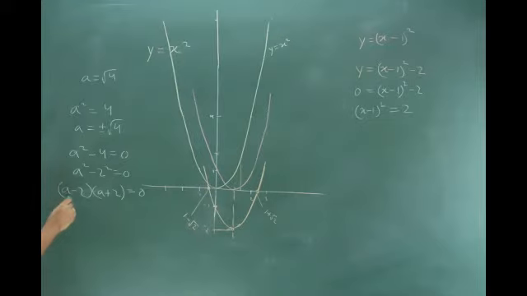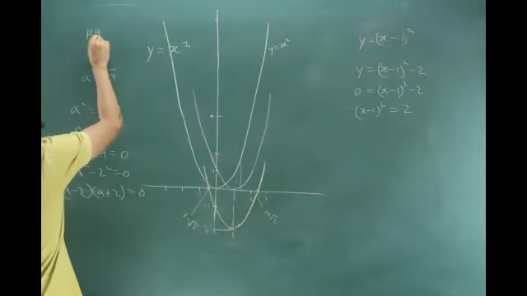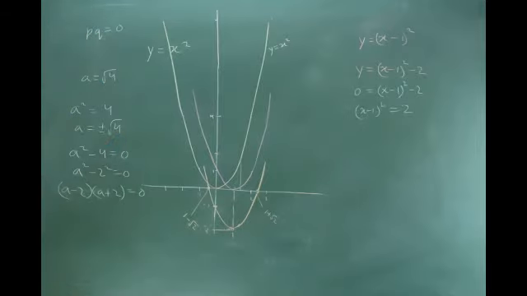So if you have (a minus 2) into (a plus 2) equal to 0, what does it mean? A's value can be either 2 or minus 2. If p into q is equal to 0, what does it mean?